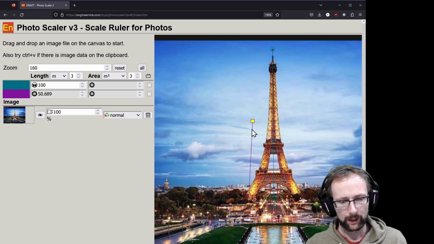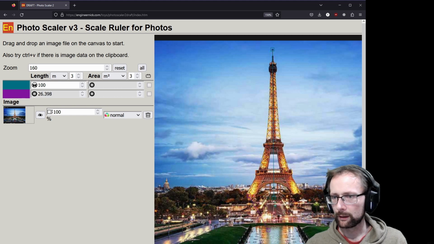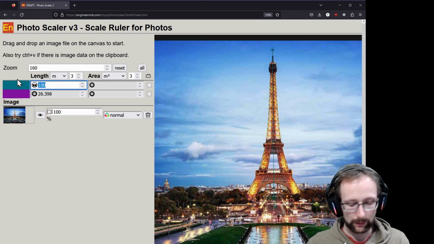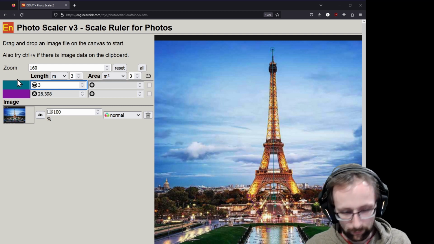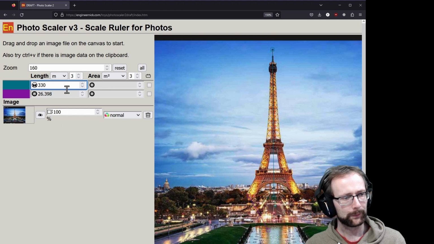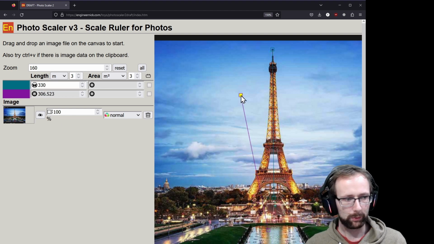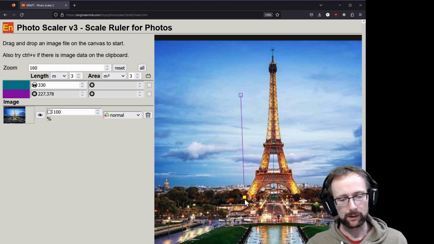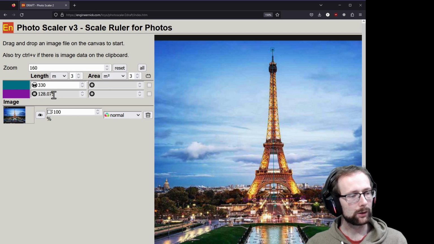Now let's say, given the height of the Eiffel Tower is 330 meters to the tip, so we put that into the little driver thingy here. And now, wherever we move this purple line, provided we're talking about points that are on the plane of that blue line, we can get a reasonable estimate of other stuff. So we can measure, for instance, the width of the base of the tower, and we can see that that comes out to be about 128 meters.